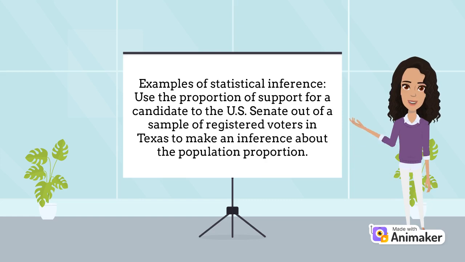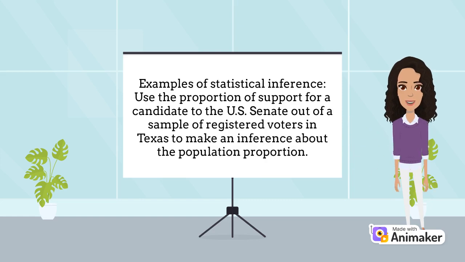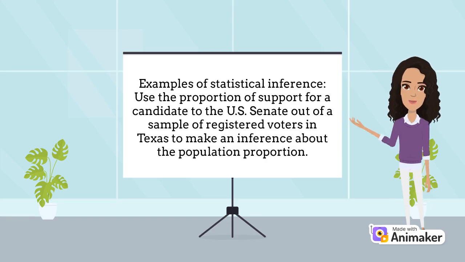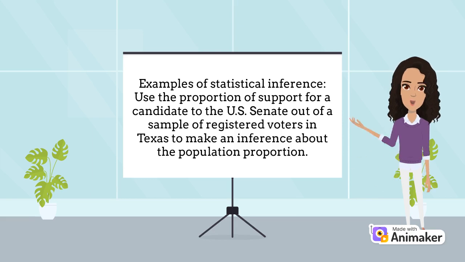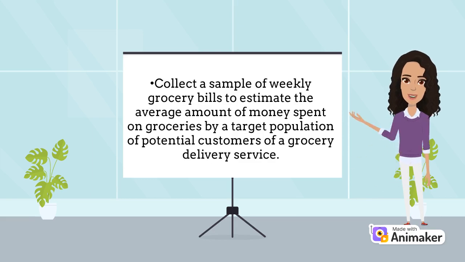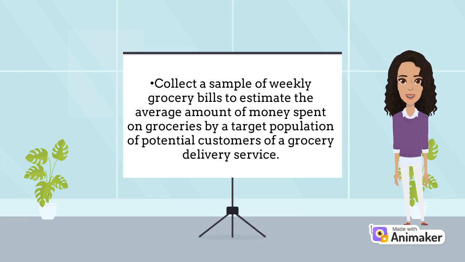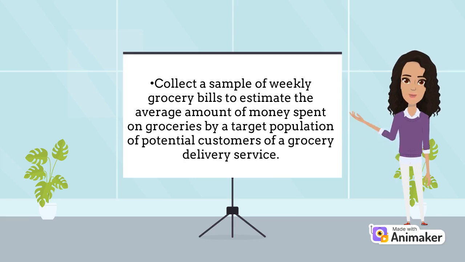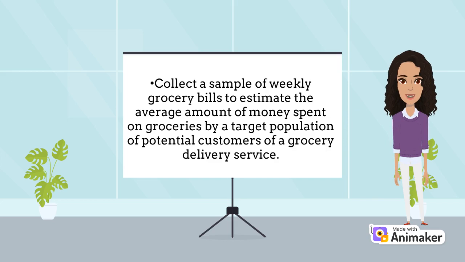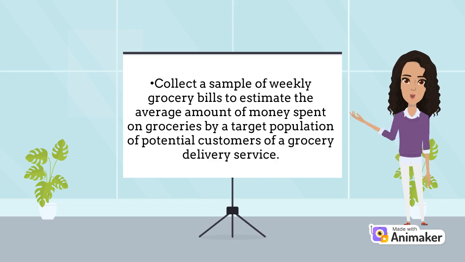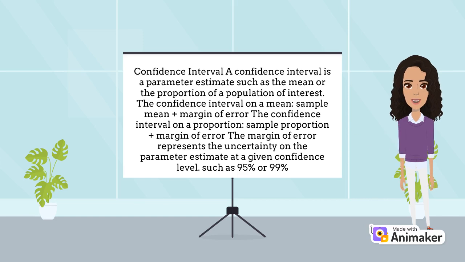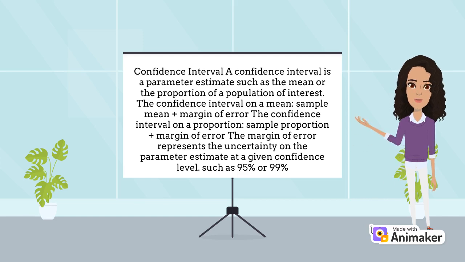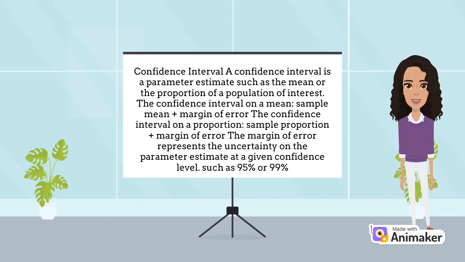Examples of statistical inference. Use the proportion of support for a candidate to the U.S. Senate out of a sample of registered voters in Texas to make an inference about the population proportion. Collect a sample of weekly grocery bills to estimate the average amount of money spent on groceries by a target population of potential customers. A parameter estimate such as the mean or the proportion of the population of interest.